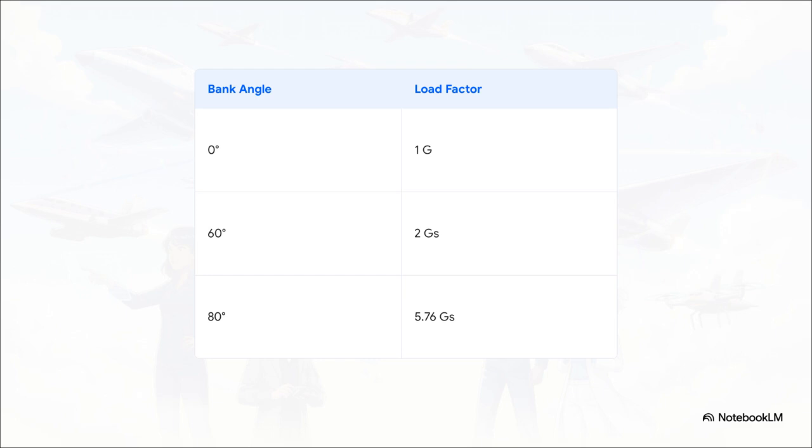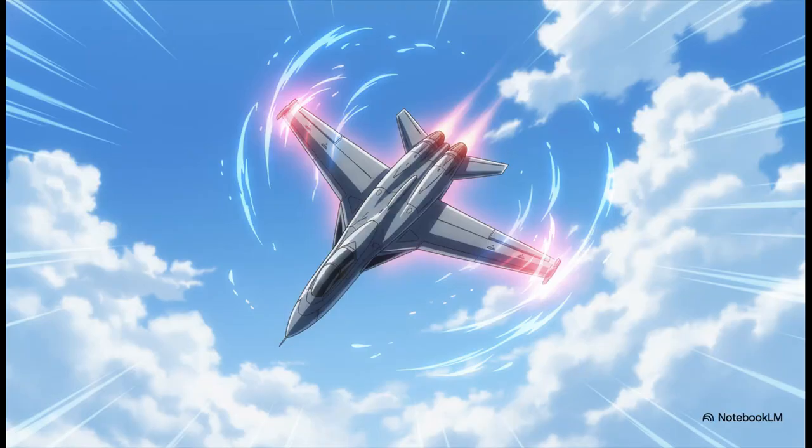The FAA absolutely loves putting that on the written exam. And notice how extreme things get if you keep pushing it. At an 80-degree bank, you're experiencing a massive 5.76 Gs. Which actually leads us to a pretty mind-blowing aerodynamic reality. Maintaining a constant altitude in a 90-degree banked turn is mathematically impossible in coordinated flight. As you roll closer to that 90-degree mark, the required load factor basically shoots straight up toward infinity.